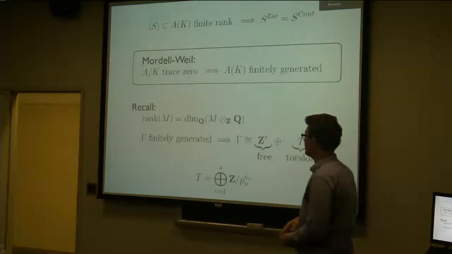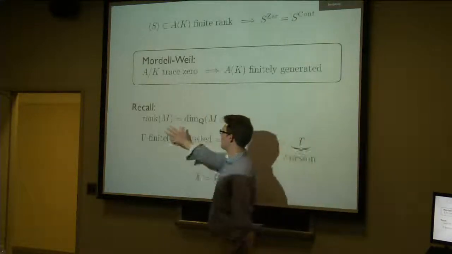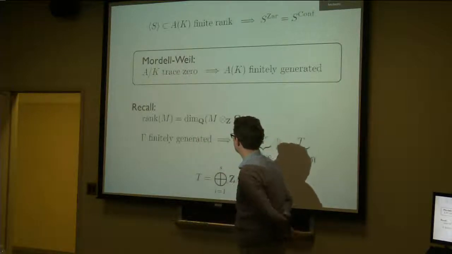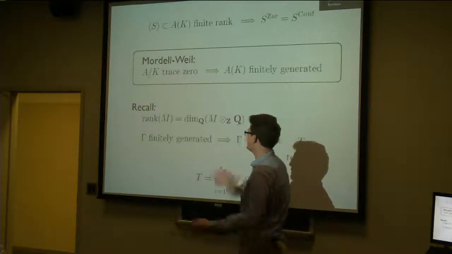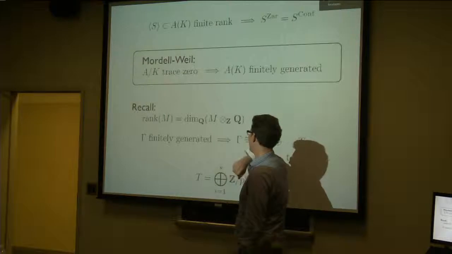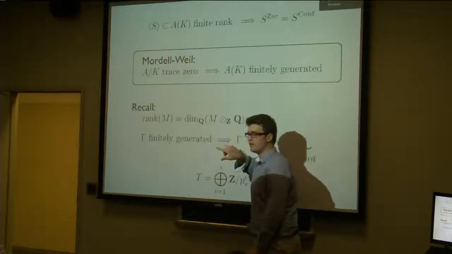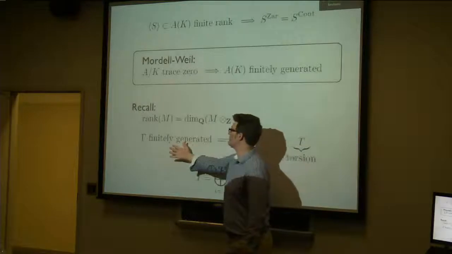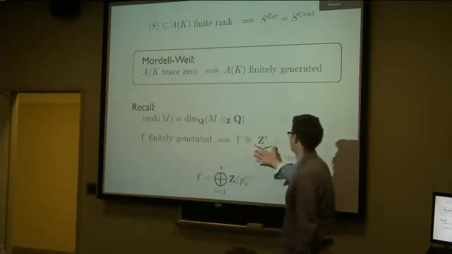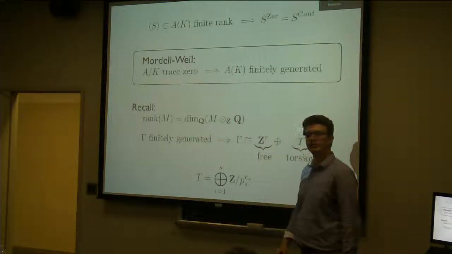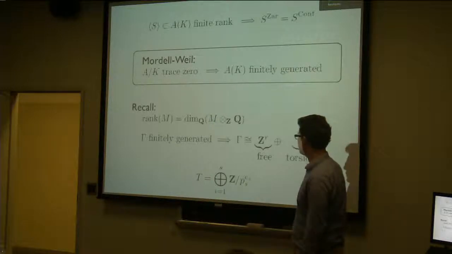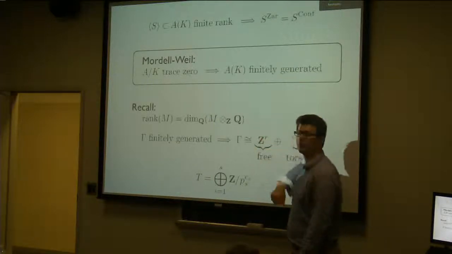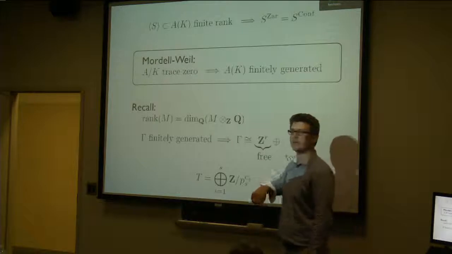So this is an example of a finitely generated group. Okay. And so recall that you can define the rank to be the Q dimension of the group tensored up with Q, take K to be Q, right? And remember that if you have a finitely generated group, it looks like a free part and a torsion part, right? So this R here will be the rank of this Gamma when it's finitely generated.